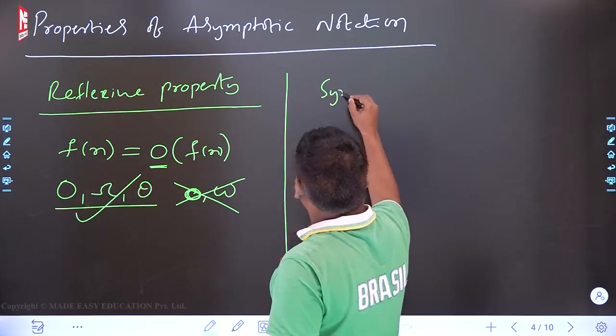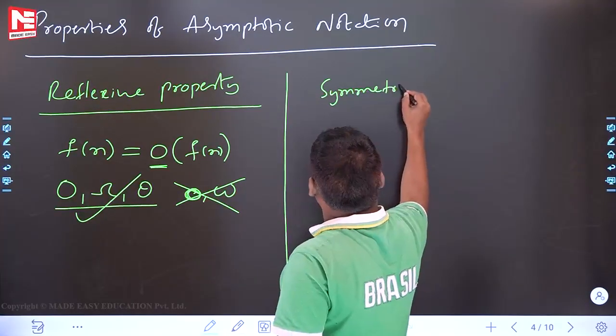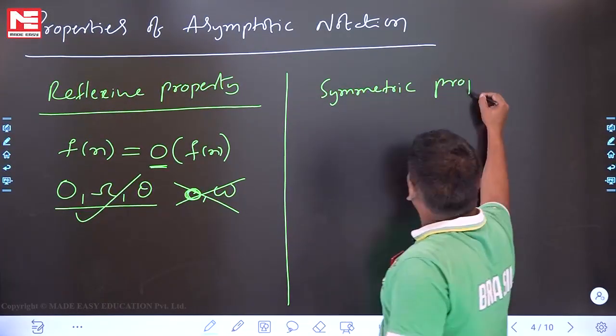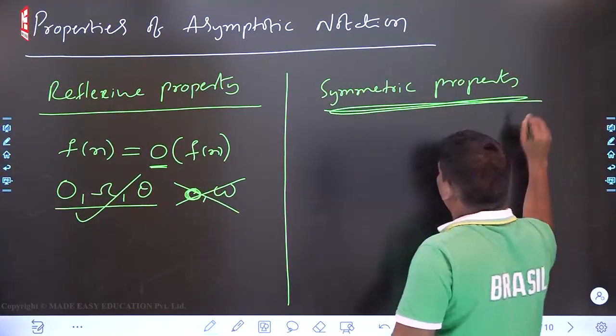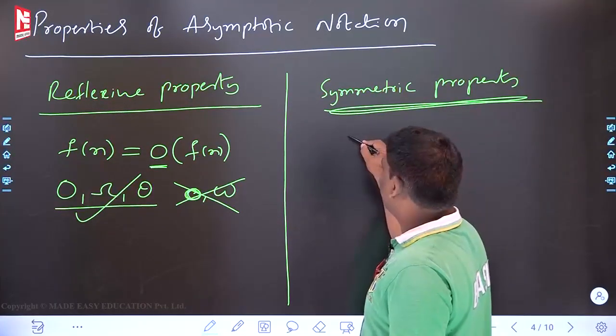Symmetric property. What is the meaning? I will explain to you. Symmetric property, like symmetric matrix. See this one? What is the meaning of symmetric property?